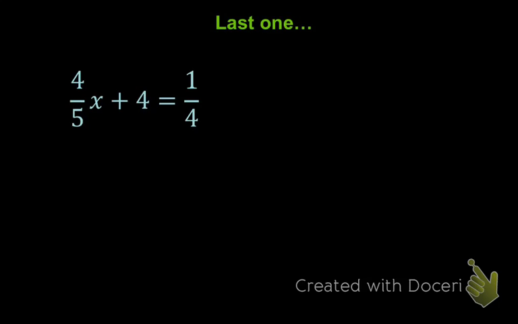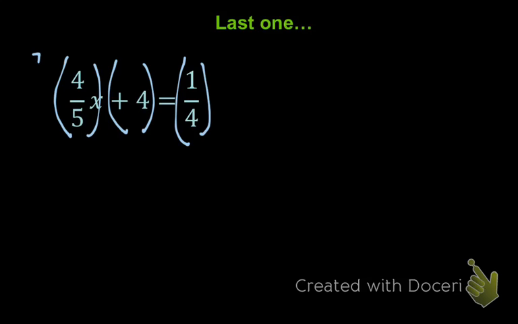Okay, one last one. So write this problem down in your notes. 4/5x plus 4 equals 1/4. So first thing, I need to get rid of these pesky fractions, so I need to find a common denominator. I have a 5 and I have a 4, so think for a second, what would your common denominator be? If you were thinking 20, you would be correct. So I'm going to multiply every term by 20 to get rid of my fractions, or clear my fractions.